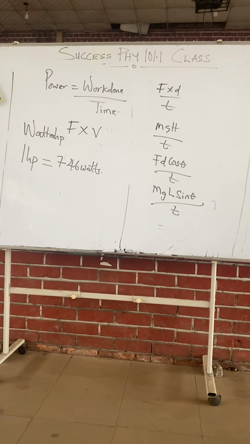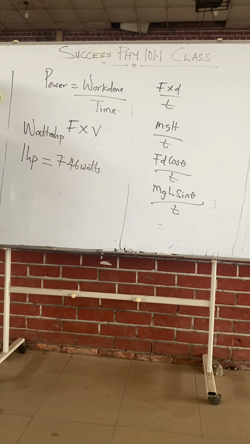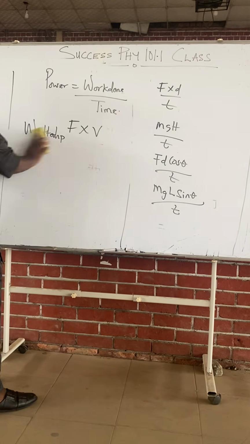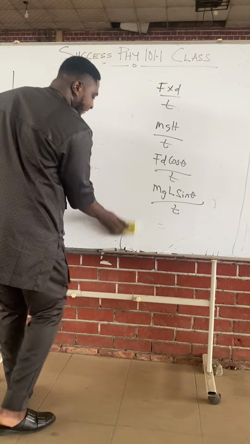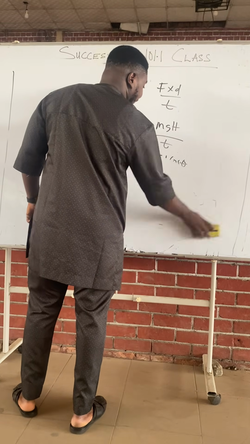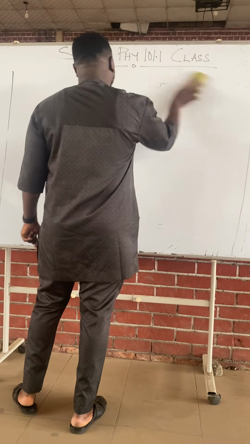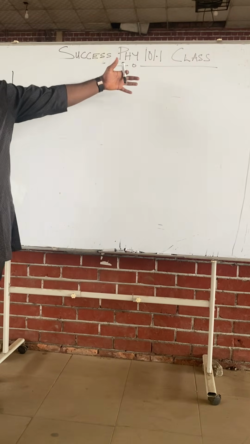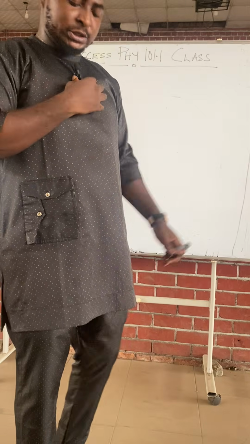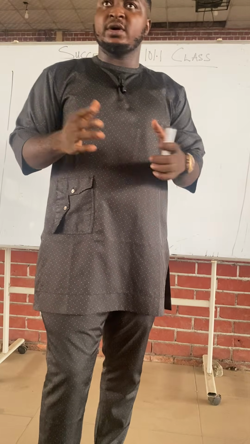A machine is a device that enables a large load to be overcome by little effort. A machine is a device that enables a large load to be overcome by what? Little effort.